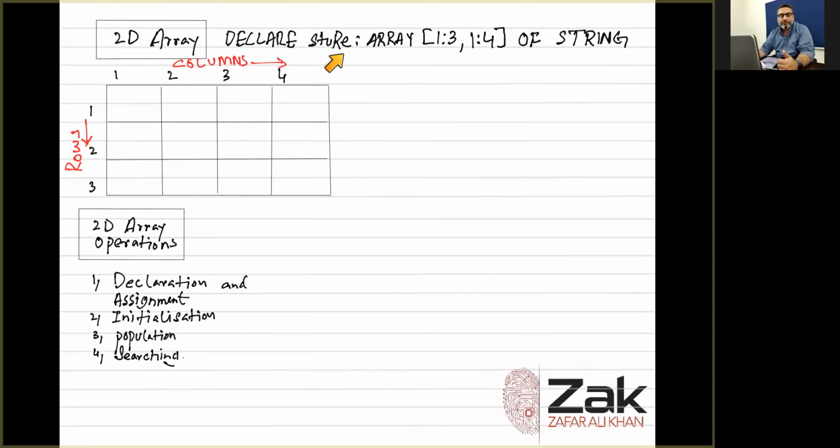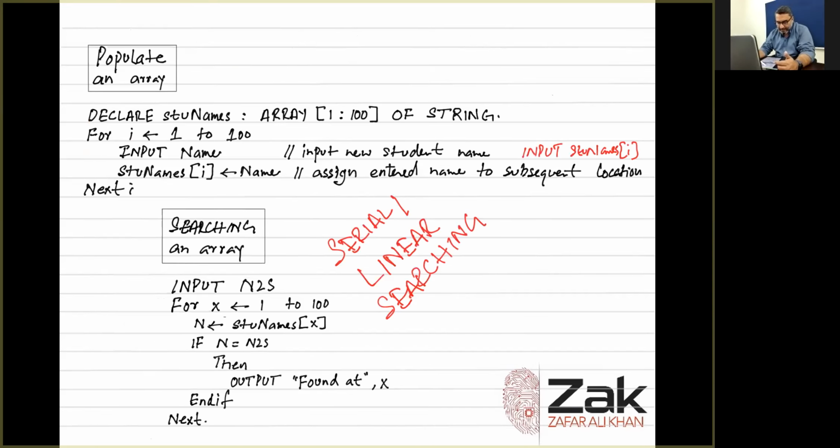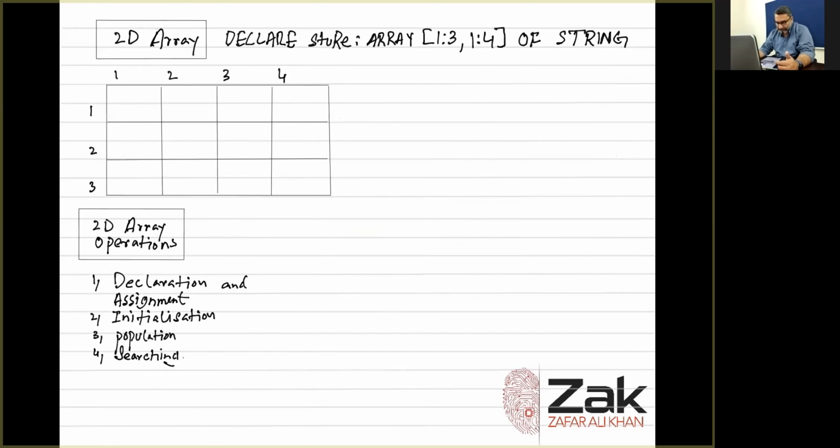So how do we tell the computer that this is a two-dimensional array? By having these 2 values. Remember, in a one-dimensional array it is just one value, 1 to 100, but over here we have got 2 values, 1 to 3 and 1 to 4. So first 1 to 3 is the number of rows, and then the number of columns.